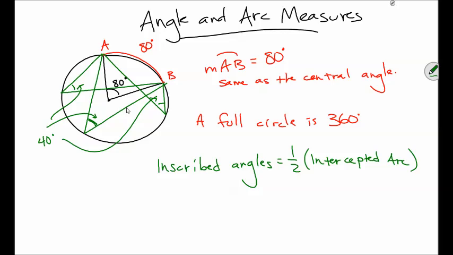Okay, so the most important piece of this entire lesson is that for an inscribed angle, it's equal to half of the intercepted arc.